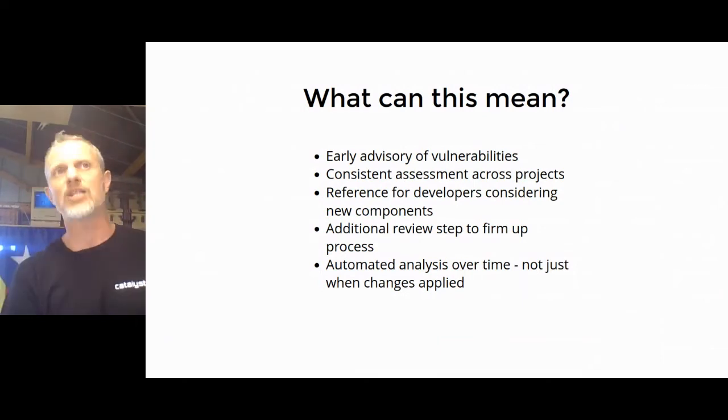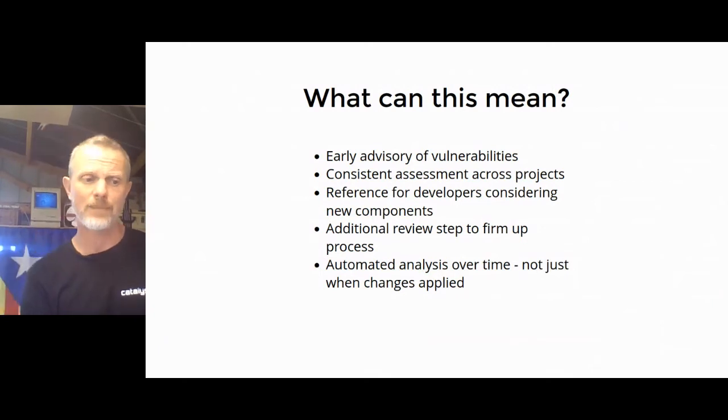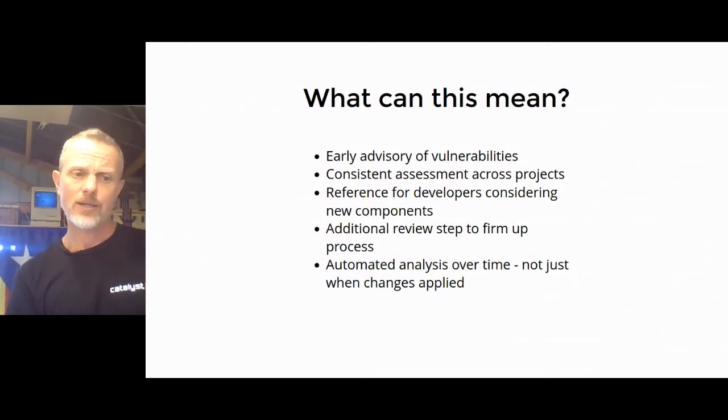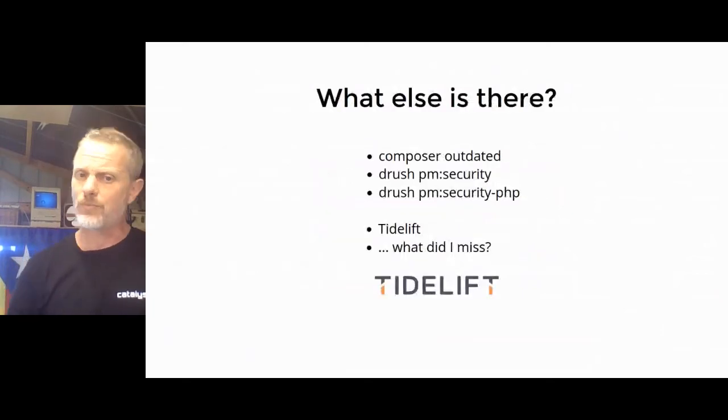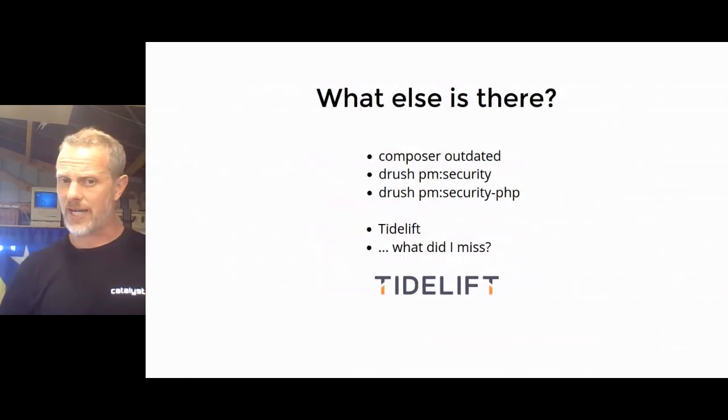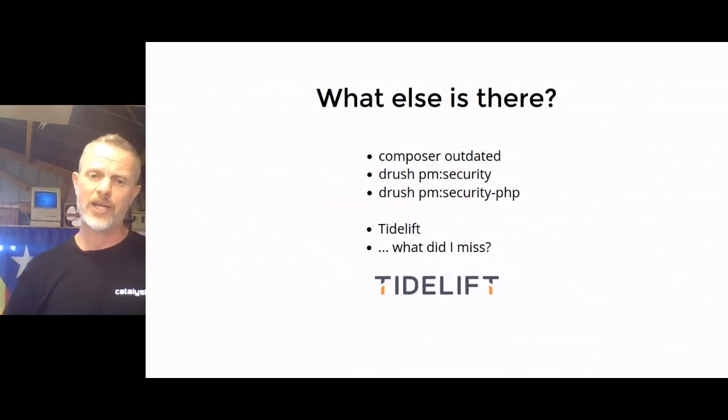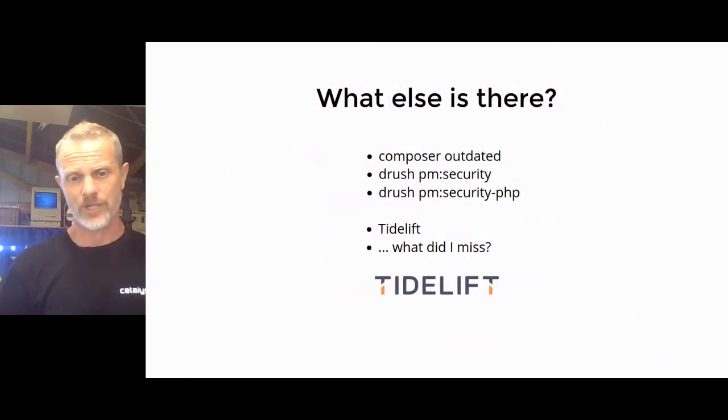So not just when the changes are applied, but also if a vulnerability drops on one of those packages that you're using, you can find out about it quick smart. Right, so what else is out there? In your CI pipelines, you might be using things like Composer Outdated or Drush PM Security to identify known outdated components in that space. And you could be using NPM Audit alongside that.